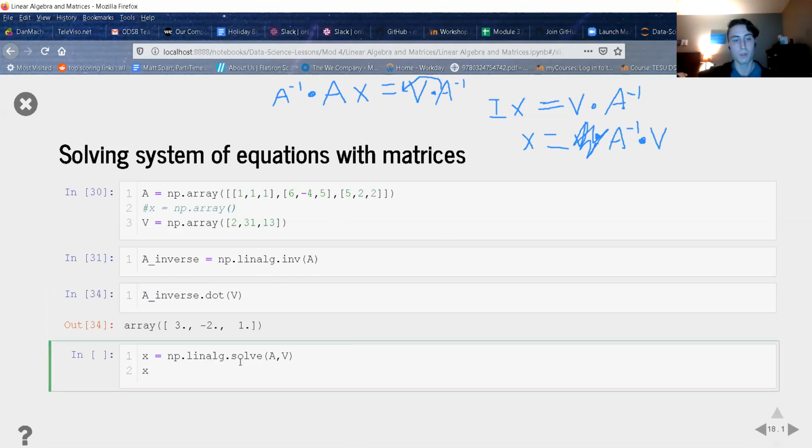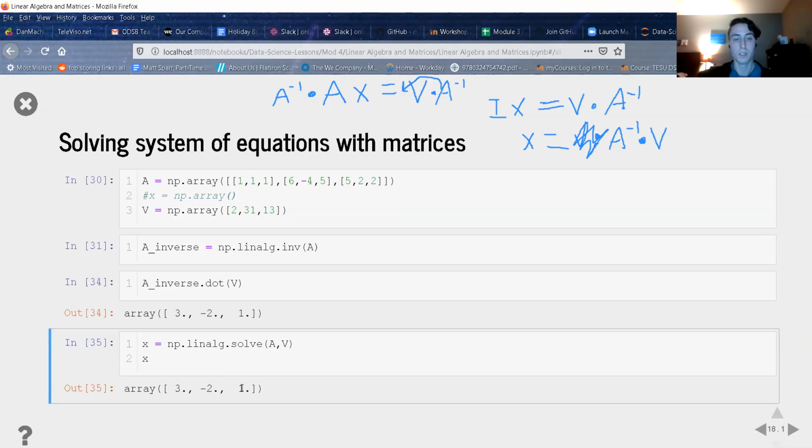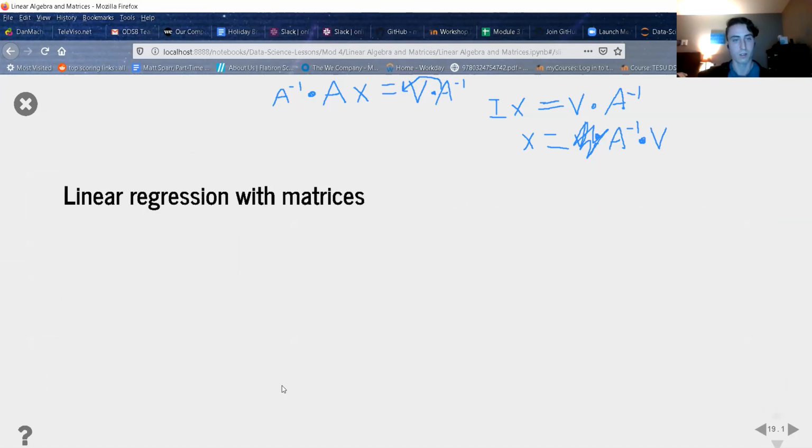And the nice thing about NumPy is that instead of doing that, you can actually just run the solve function in linear algebra. And there we get the answer that we got above. So this is the quickest way to do it. All righty.